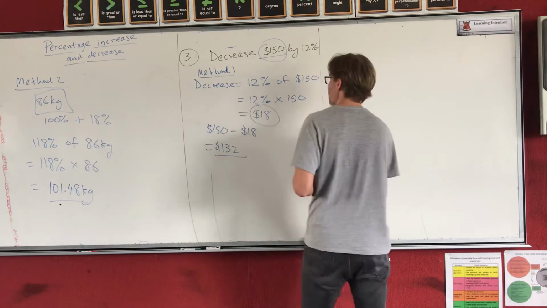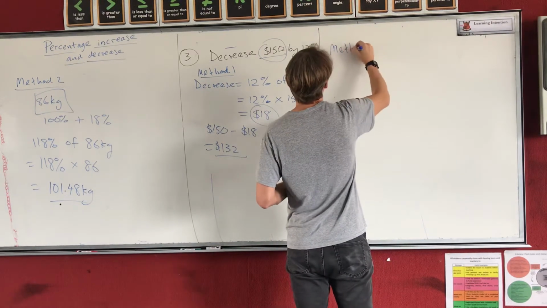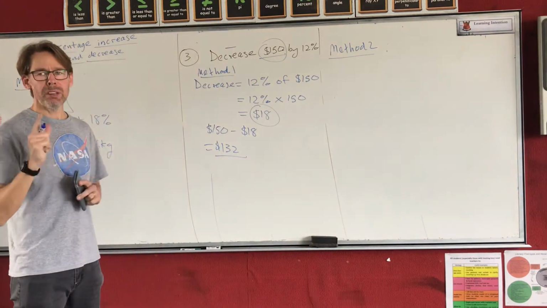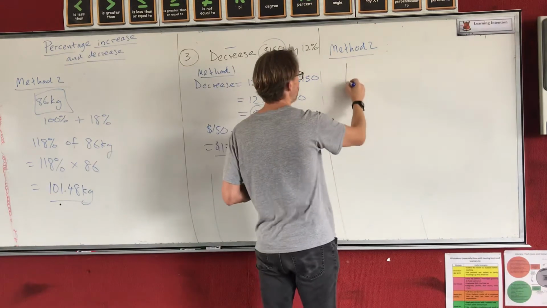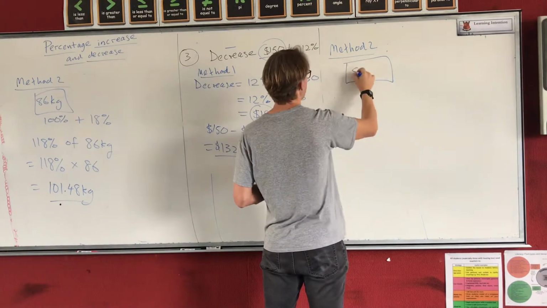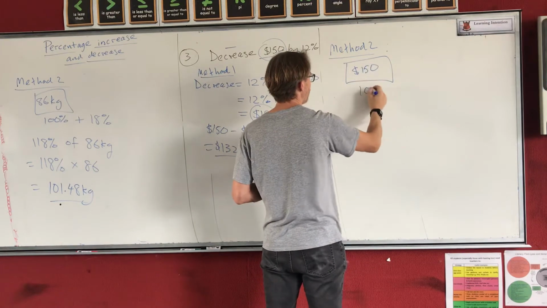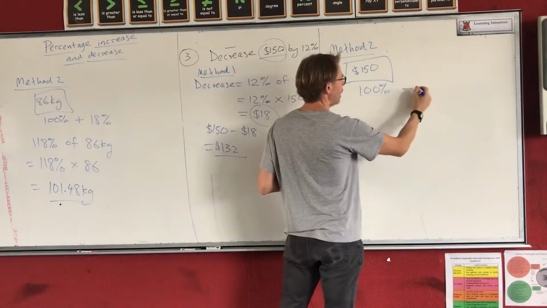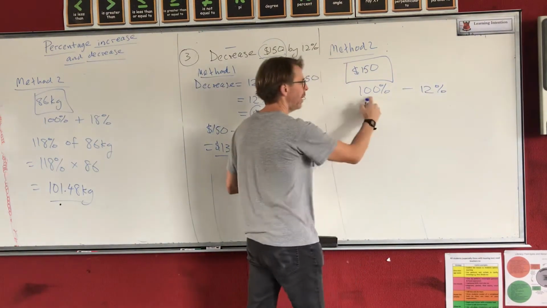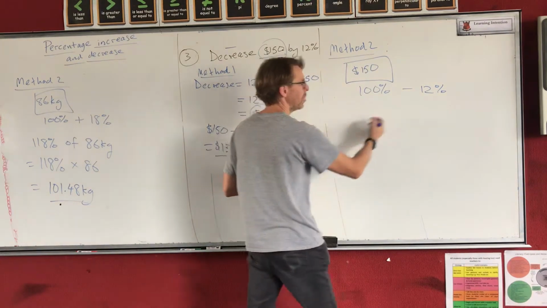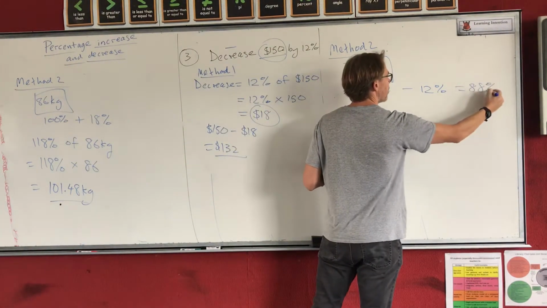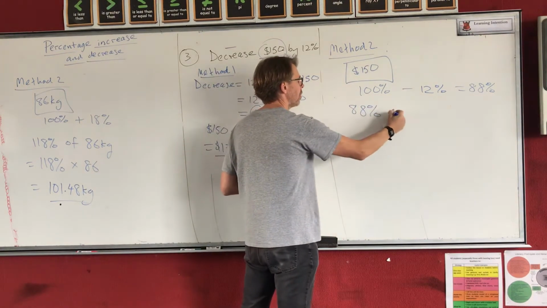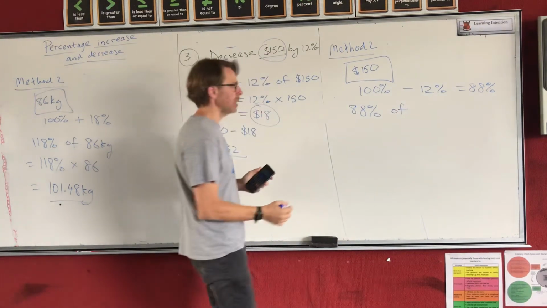Method 2, similar to method 1, but there's a subtraction. So you've got your original amount, which is $150, and that's 100%, isn't it? Now you're decreasing by 12%, so you're taking 12% away. Now 100% minus 12% is 88%. So you're going to find 88% of 150.